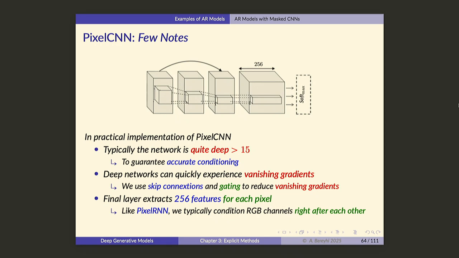Because you need to compute the softmax out of it to have a distribution. OK? Questions?